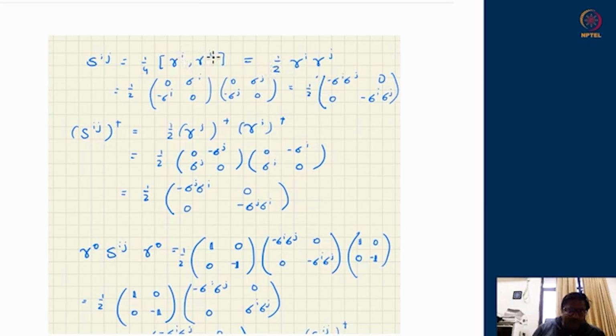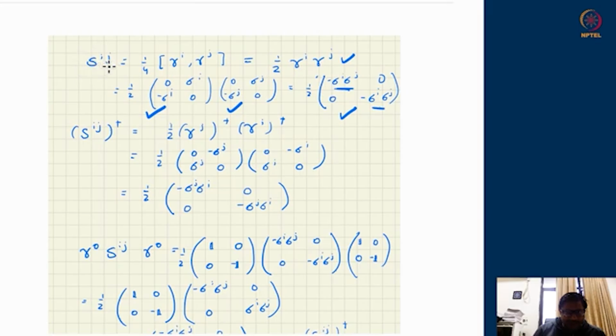For i not equal to j, I will obtain gamma i, gamma j multiplied together with a half factor, in a similar way as the 1/4 was converted into 1/2 for the previous case. Let us write down what gamma i and gamma j are. Put together, you will get a diagonal entry: minus sigma i, sigma j along the first diagonal and minus sigma i, sigma j along the second diagonal. So that is the S_ij for you.